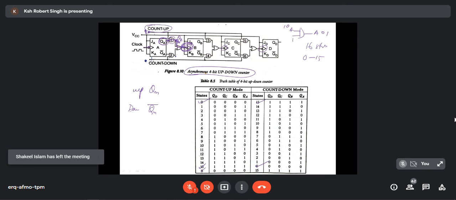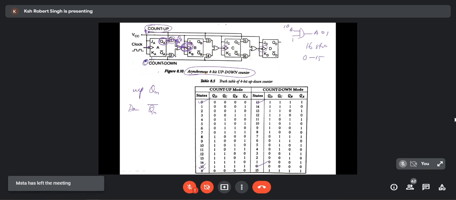What about this QA bar? Will it not come, sir? Yes, it will never come. Why? This is 0 during that time. In an AND gate, if one of the inputs is 0, the output is always 0. So always this will be 0, so we will never consider this. So in the up counter, while trying to count up, I will be taking the output from this. That is why this control signal should always be 1.